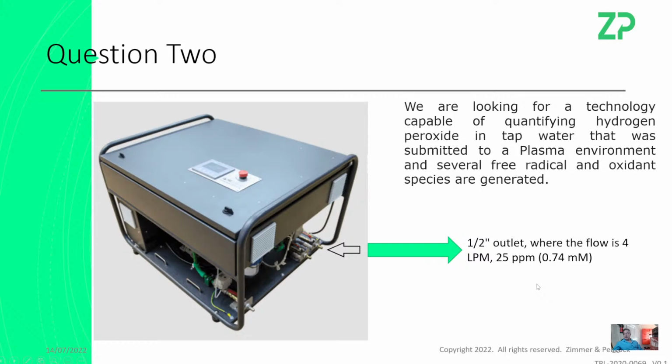I've calculated it, and we do have a calculator on the website for this, by the way. It's 0.74 millimolar. So 0.74 millimolar hydrogen peroxide is actually quite high. And the reason that's a positive is because it's easy for us to measure.